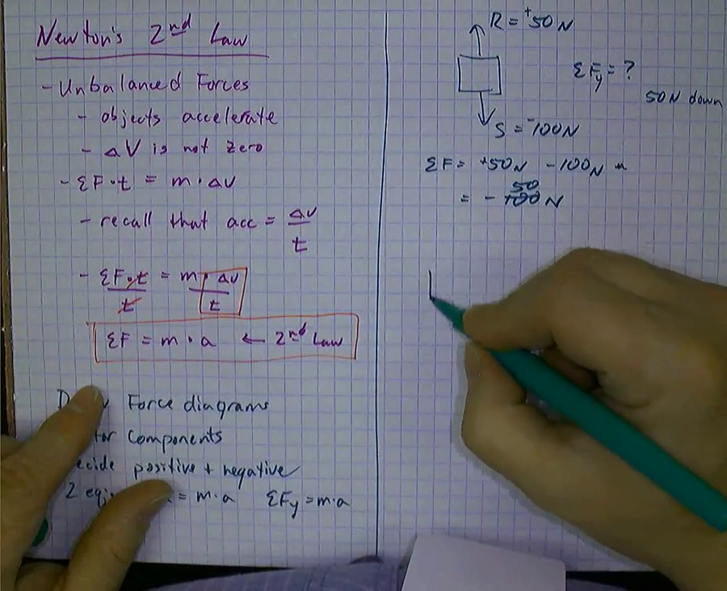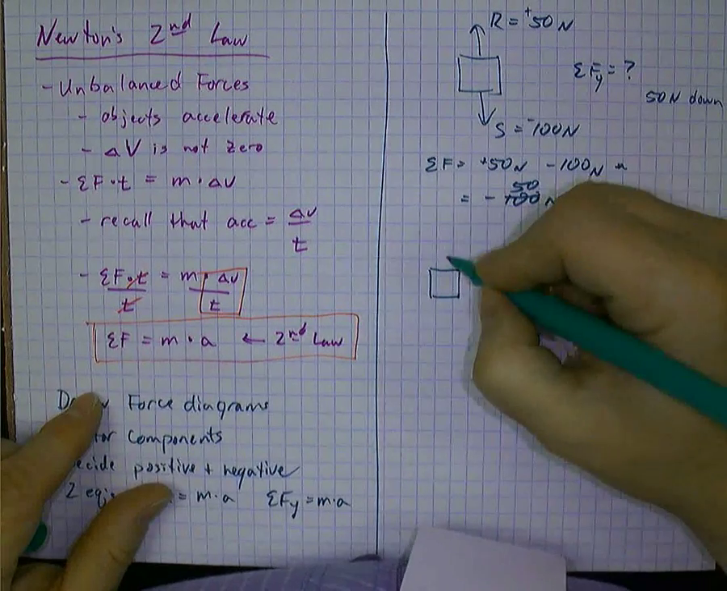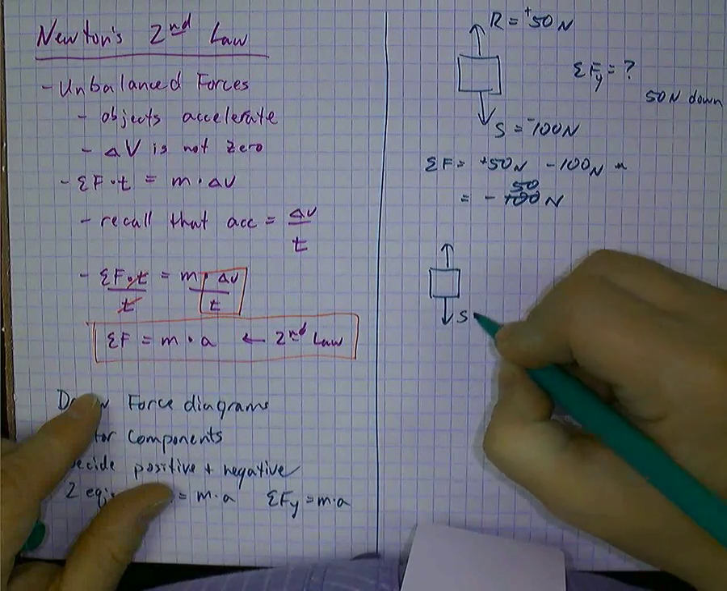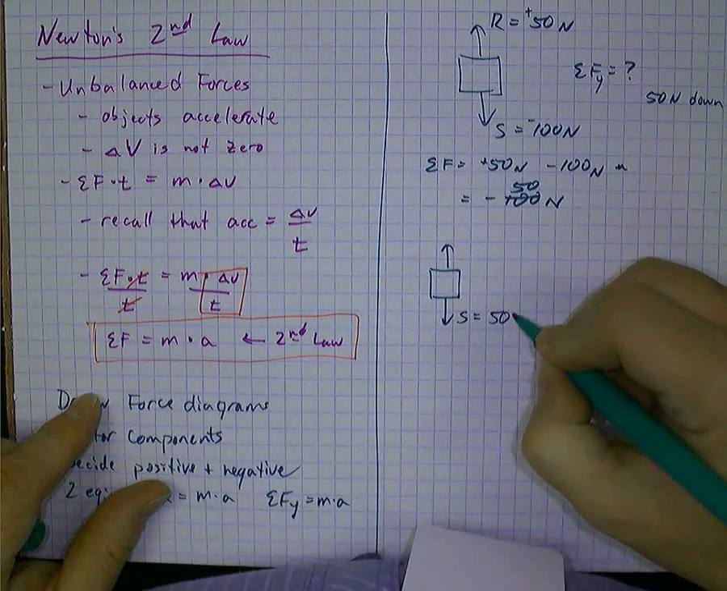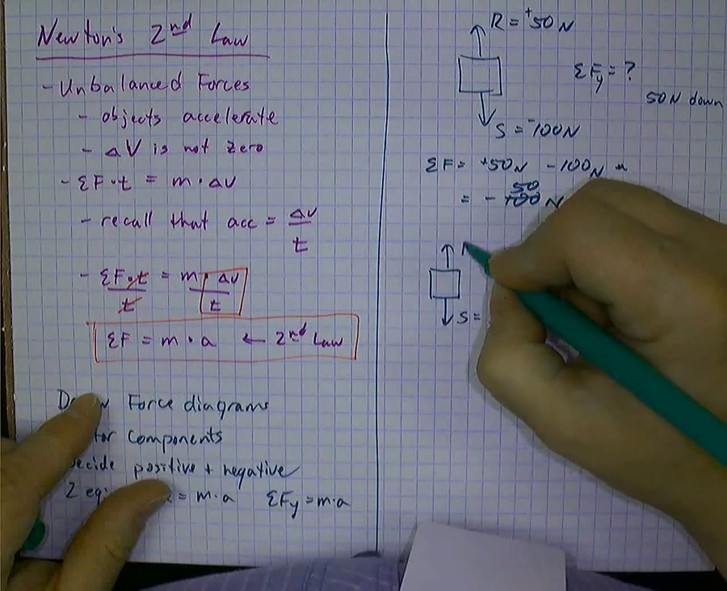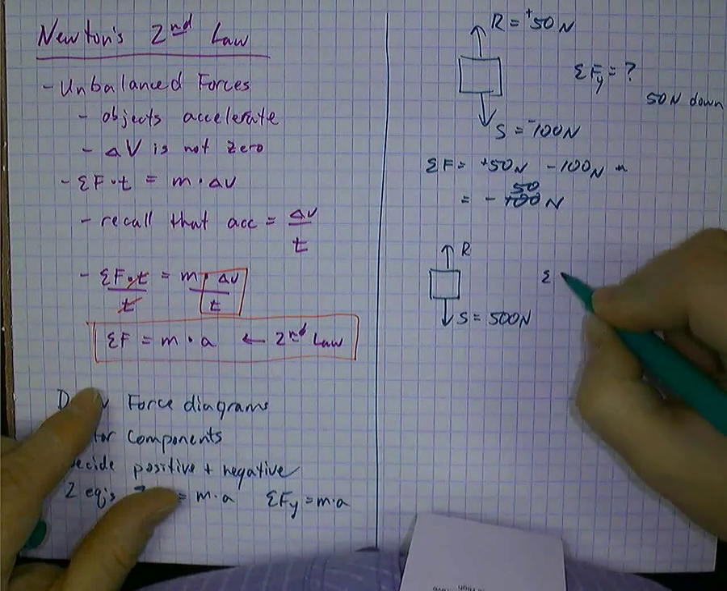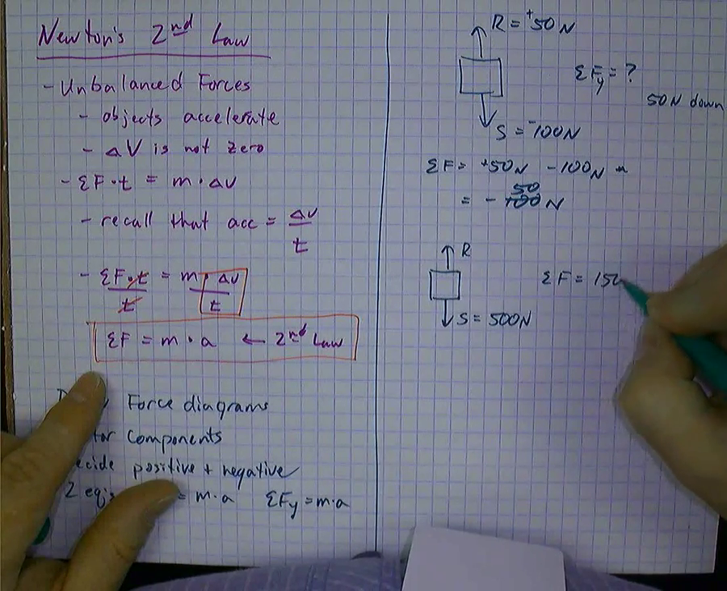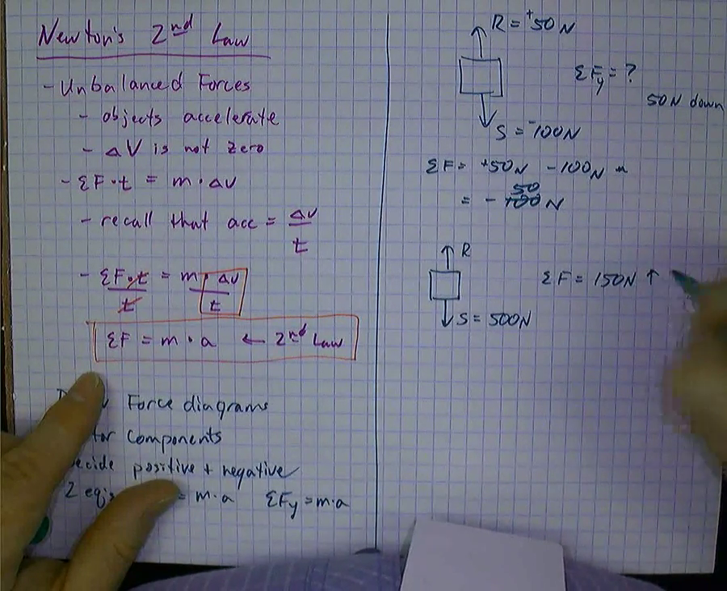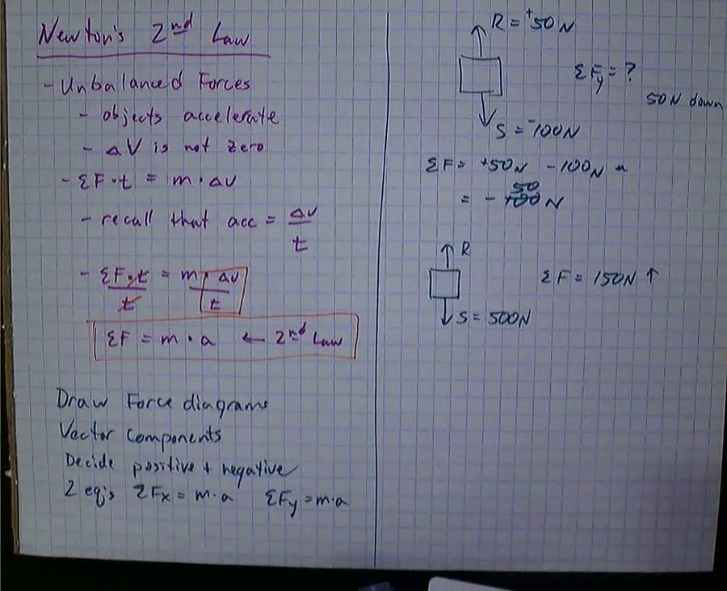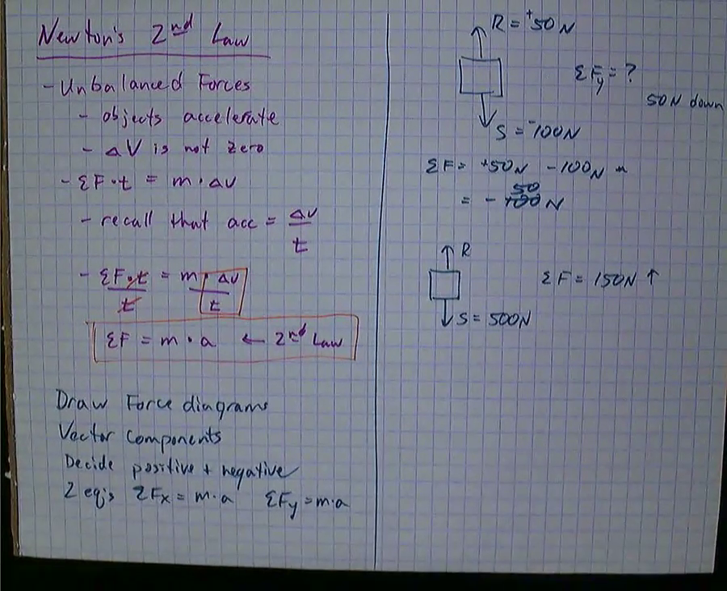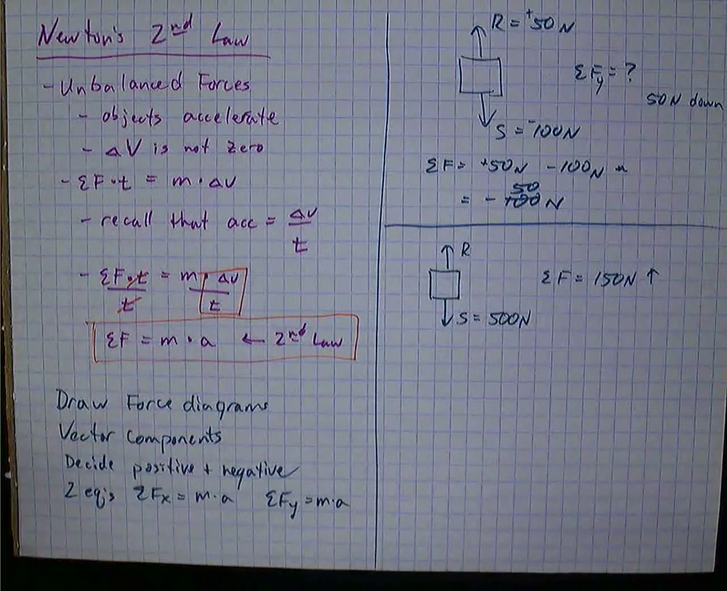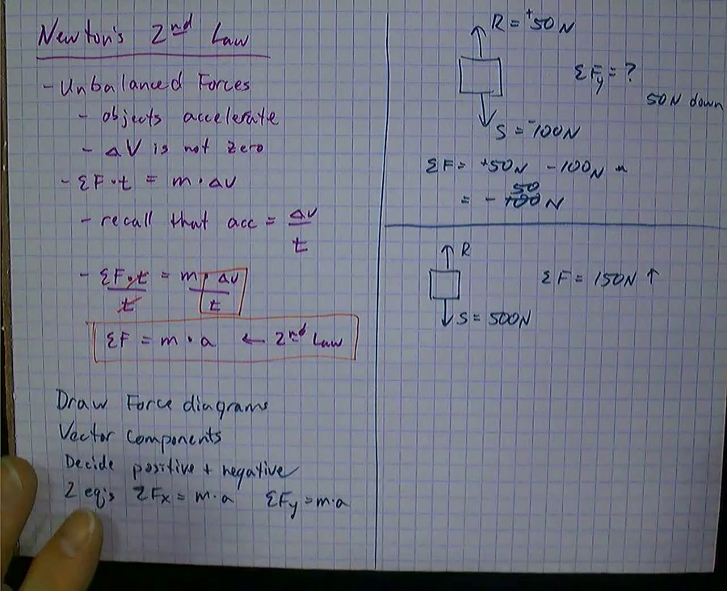Typically in the homework questions, you might know something like S equals 500 newtons, and R is unknown, but the net force is equal to, let's say, 150 newtons upwards. So you might know that sort of information. The question is, what is the value of the missing force? To solve that, we approach the problem in exactly the same way.